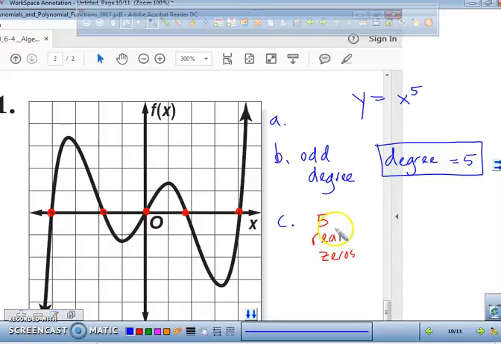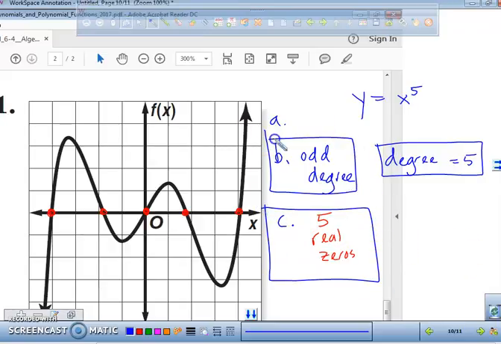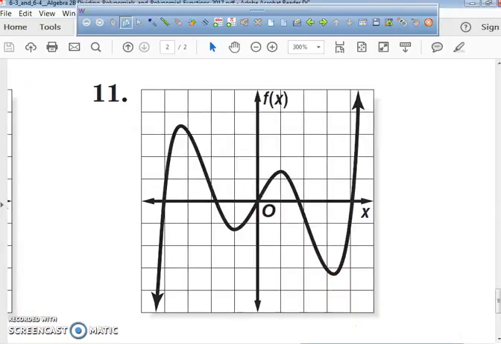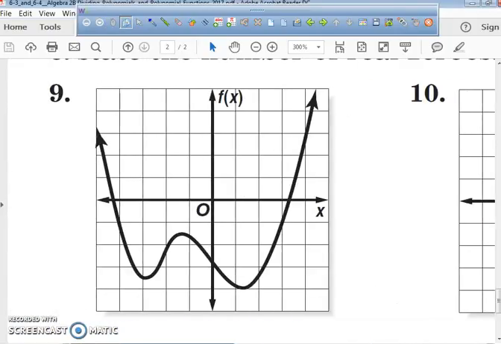Okay? So right now, we've already done answer choice A. Answer choice B is it's an odd degree. Answer choice C is you have 5 real zeros. Okay? So I want you to go over here and look at problem number 9.